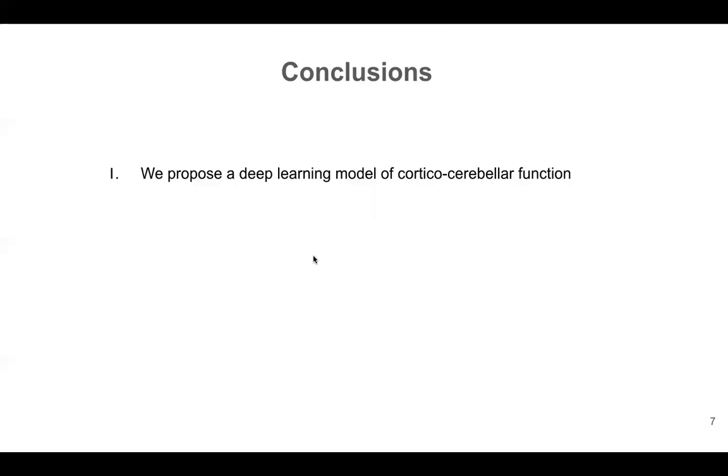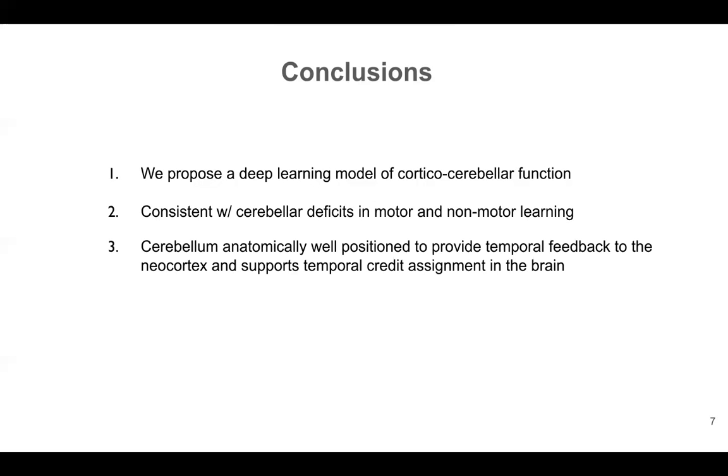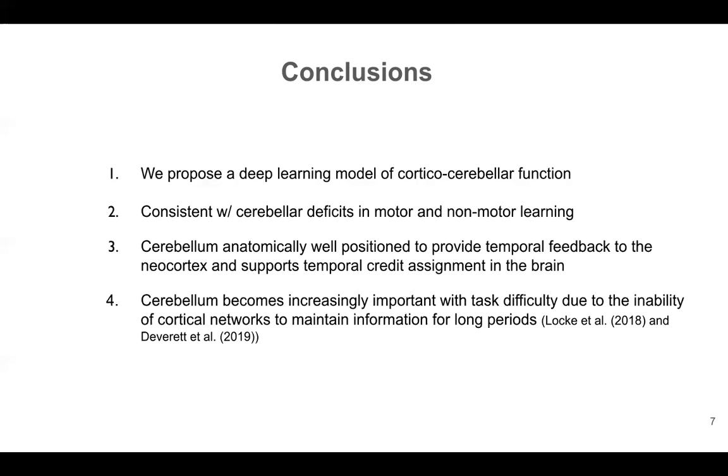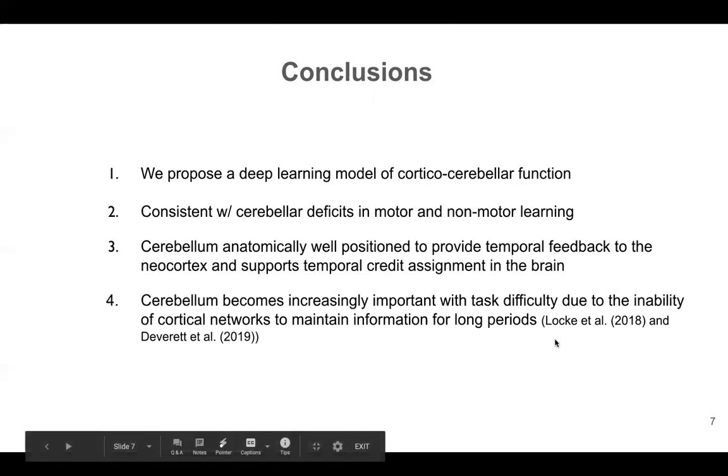So to conclude, we propose a deep learning model of corticocerebellar function, and we show that some of our results are qualitatively consistent with some cerebellar deficits in motor and non-motor learning. And we know that the cerebellum is anatomically well positioned to provide temporal feedback to the neocortex, and that this supports temporal credit assignment in the brain. And the cerebellum becomes increasingly important with task difficulty due to the inability of cortical networks to maintain information for long periods. And this is in line with some recent experimental results.